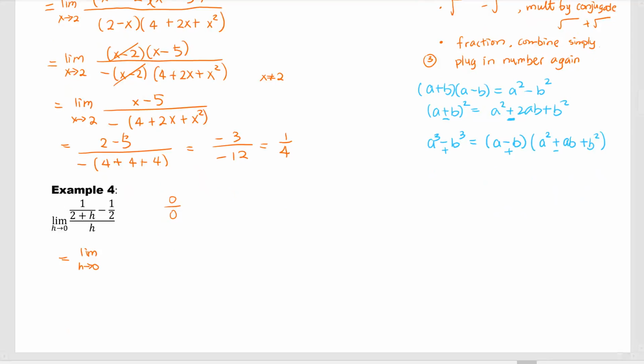So how can we combine? The common denominator is 2 plus h, times 2. For the first fraction, how do you get this? You multiply the numerator and denominator by 2. For the second term, 1/2, you multiply the numerator and the denominator by 2 plus h.